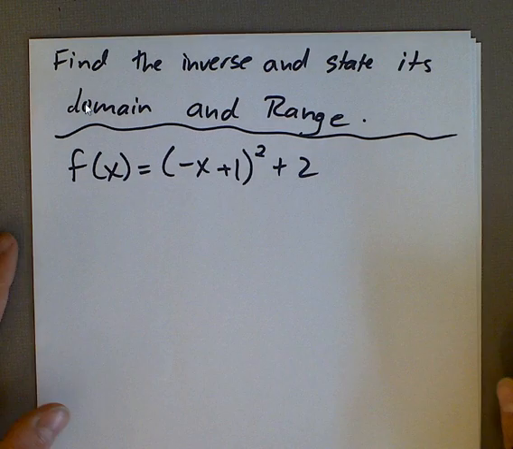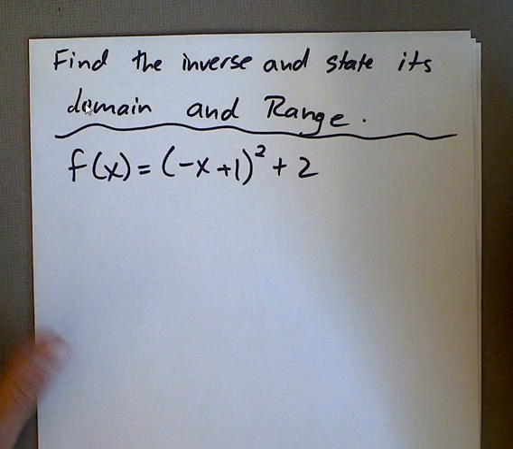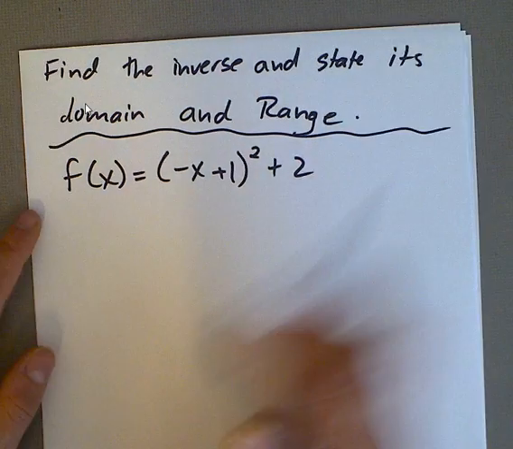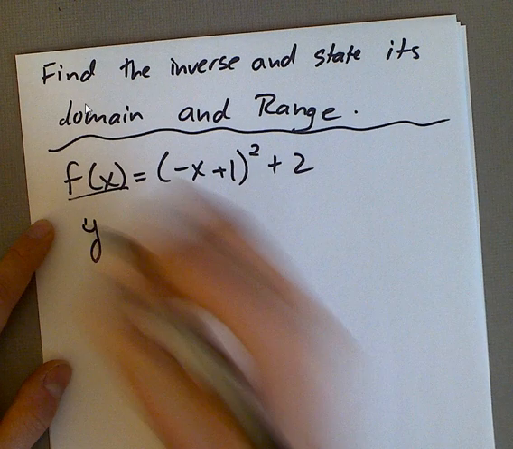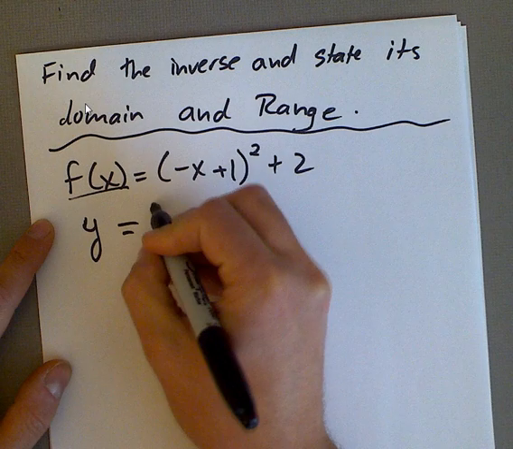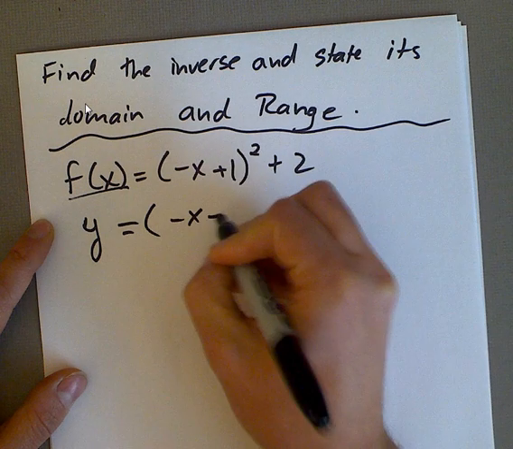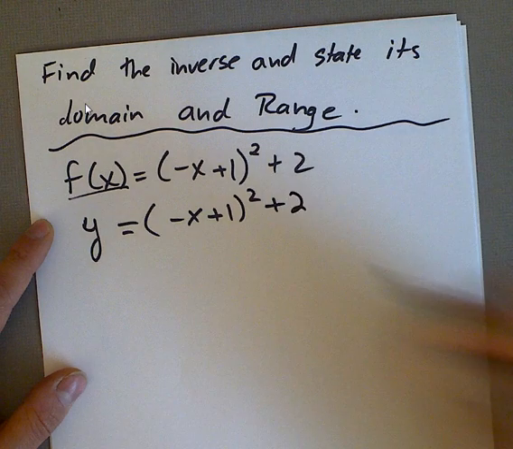Alright, so we're asked to find the inverse of this quadratic equation and then write its domain and range. So let's start by taking out f of x and writing it as y to keep it simple. And we're going to rewrite everything on the right side. So negative x plus 1 squared plus 2.